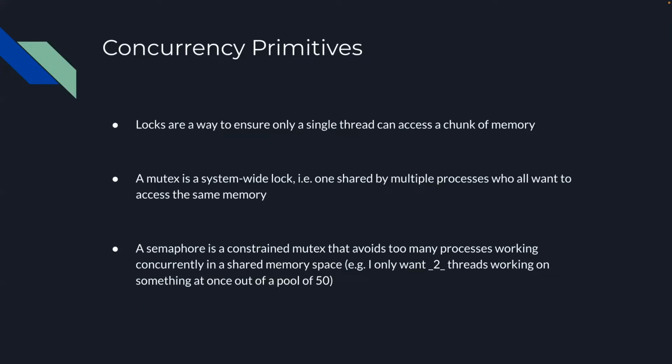A mutex is the same thing. It's a system-wide lock where multiple processes are restricted on accessing that same memory rather than just threads of a single process. And then a semaphore is a constrained mutex that says, maybe I want only 2 threads to touch this shared region of memory.